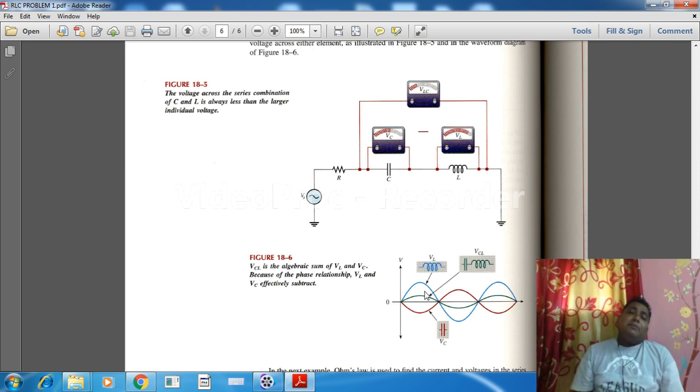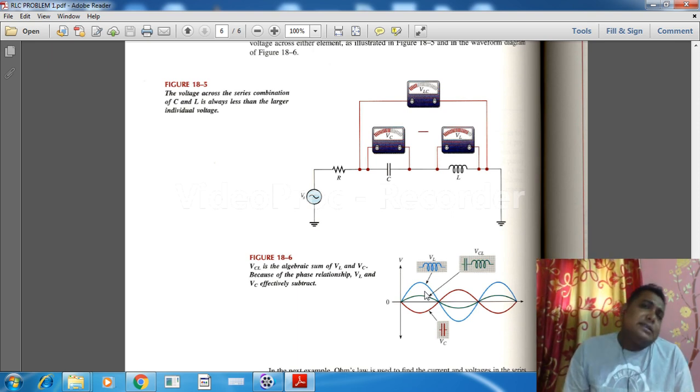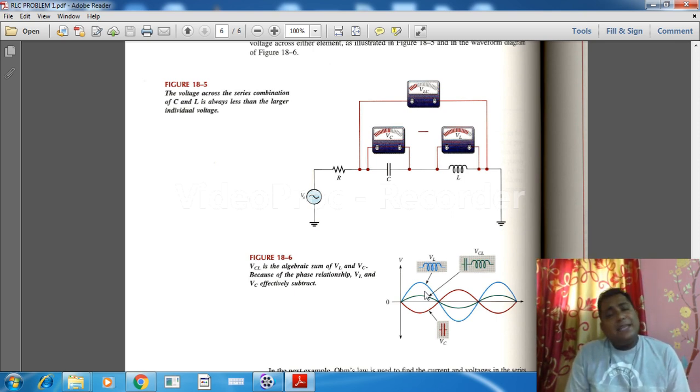So when we are considering our RLC circuit, the phase angle must not be 90 degrees, because it is not a pure inductive circuit or pure capacitive circuit. There is some phase angle, and we can calculate it. The formula is already known to us: tan inverse of net reactance by R. From there we can find out the phase angle.